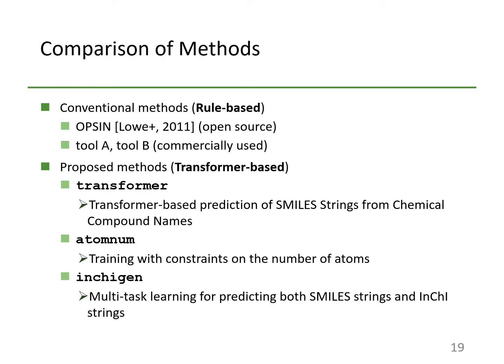We compared our methods with rule-based conventional methods. Conventional methods are Opsin, which is a rule-based parser that generates SMILES strings and InChI strings from chemical compound names, and Tool A and Tool B, which are commercially available tools. Proposed methods are transformer-based prediction of SMILES strings from chemical compound names, training with constraints on the number of atoms, and multitask learning for predicting both SMILES strings and InChI strings.